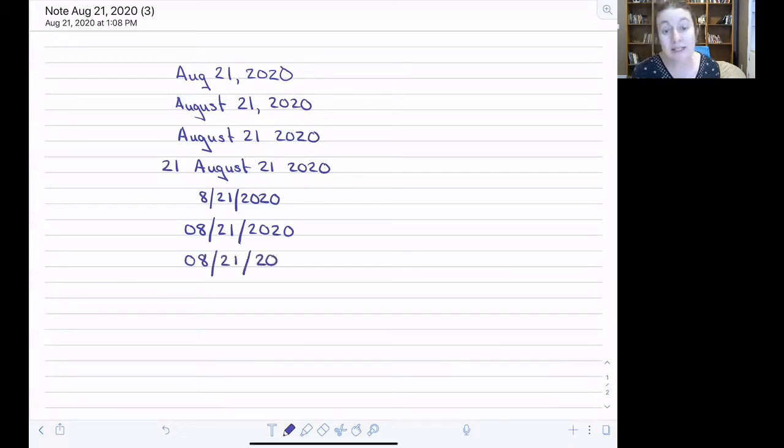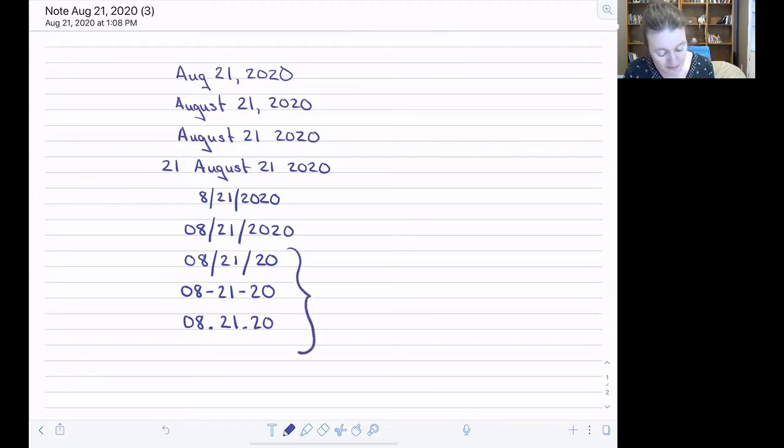I could decide I don't like the slashes, which are commonly used but not necessary. I could decide I prefer dashes. I could decide I'd rather have a dot. I could do all of these with the full year instead of the two-digit year.